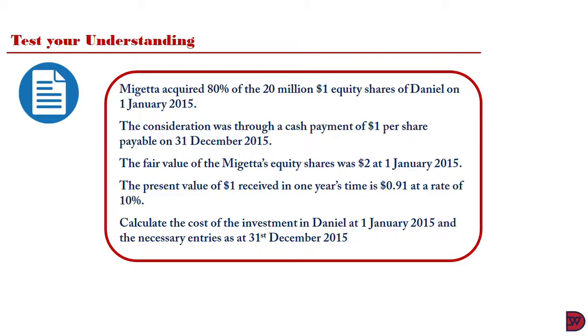So the acquisition was done on 1st January 2015. Payment will be made on 31st December 2015. That is 1 year after. The fair value of Megiddo's equity shares was $2 at 1st January 2015. The present value of $1 received in a year's time is at a rate of 10%.